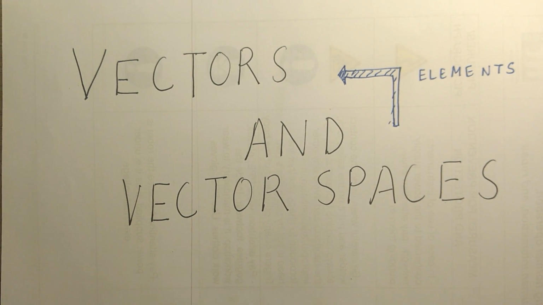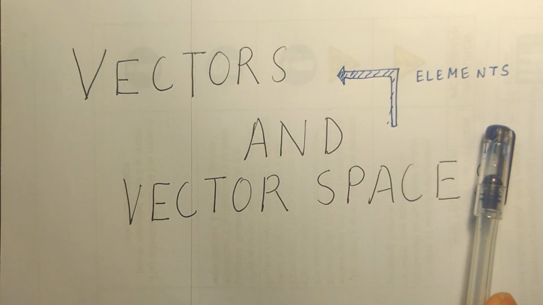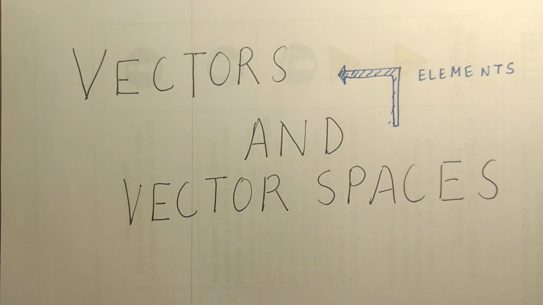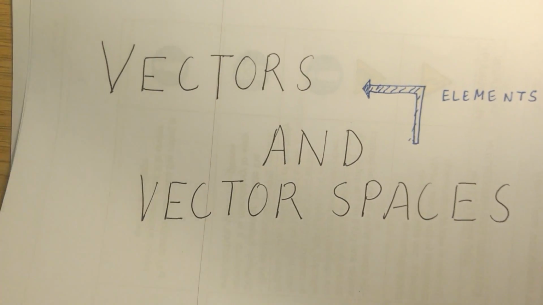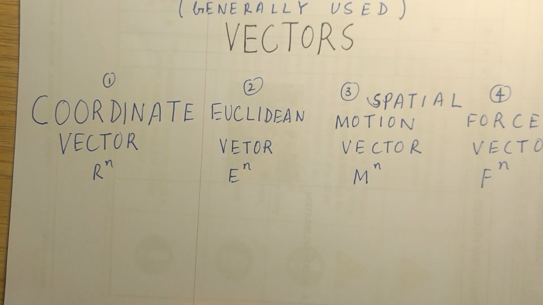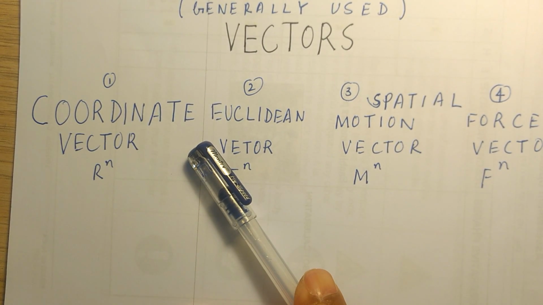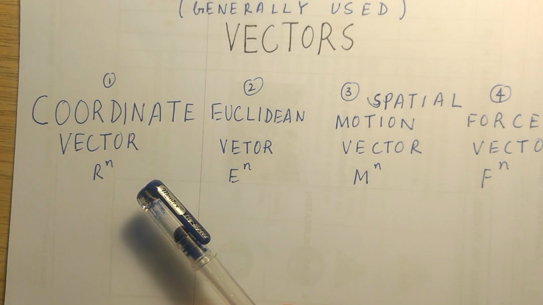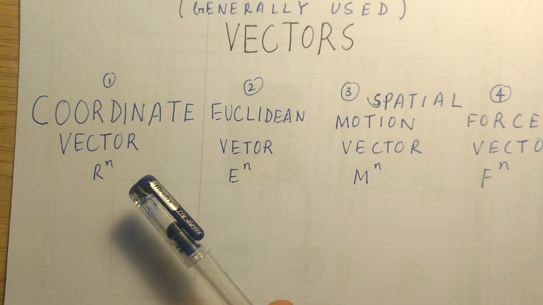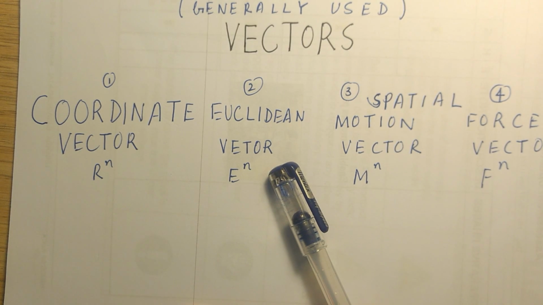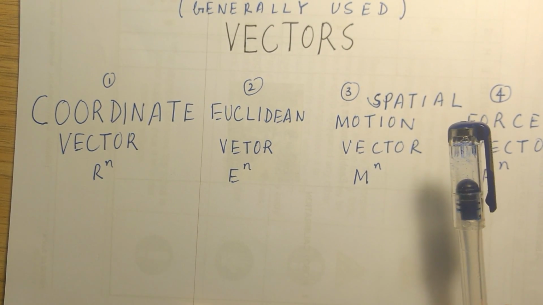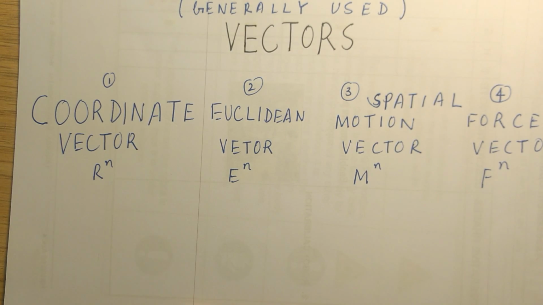What are the types of vectors? First of all, vectors are themselves the elements of vector spaces. There are broadly four types of vectors that are generally used: coordinate vectors, that is actually a sequence of n real numbers, Euclidean vectors, spatial motion vectors, and force vectors.